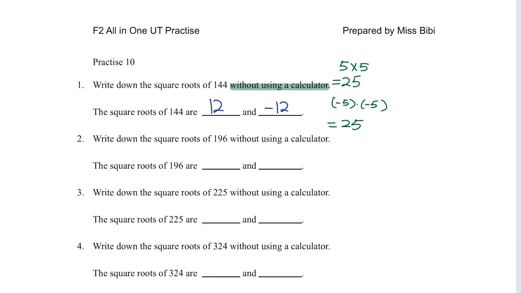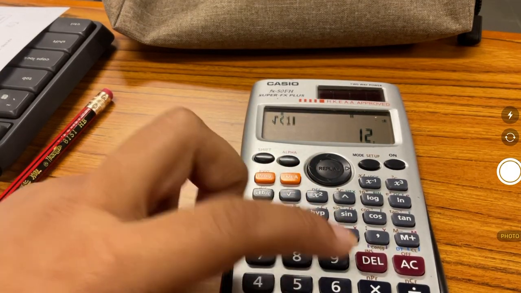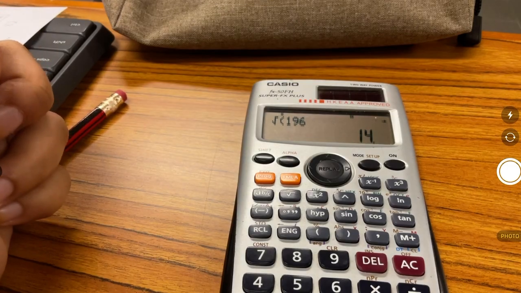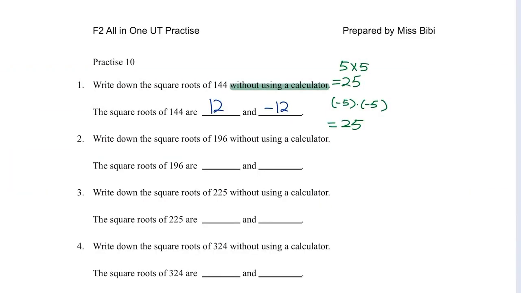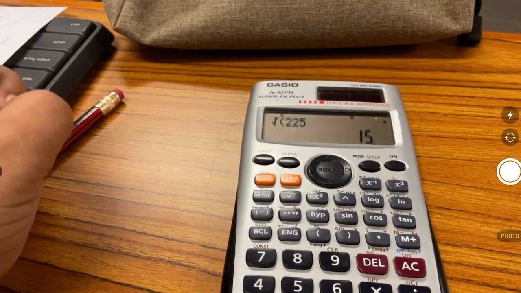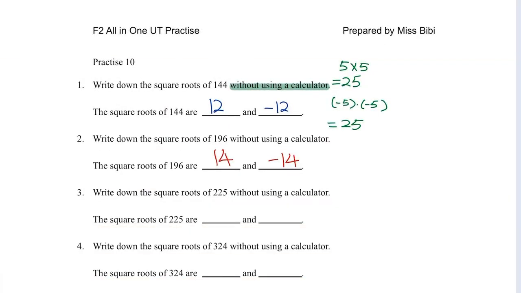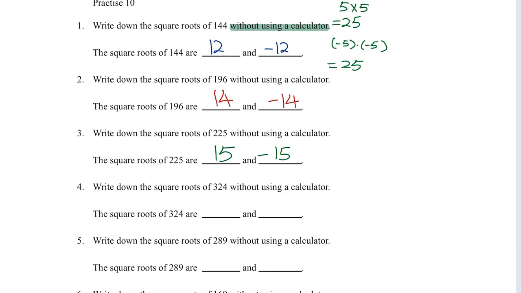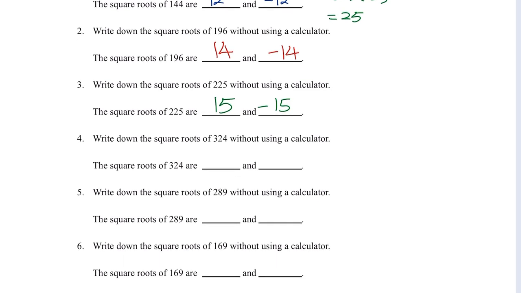Then the next one. Square root of 196. I get 14. So my answer will be 14 and negative 14. Let's just quickly continue with the others. Square root of 225. If you can do it in your head, that's better, of course. So 15 and negative 15.